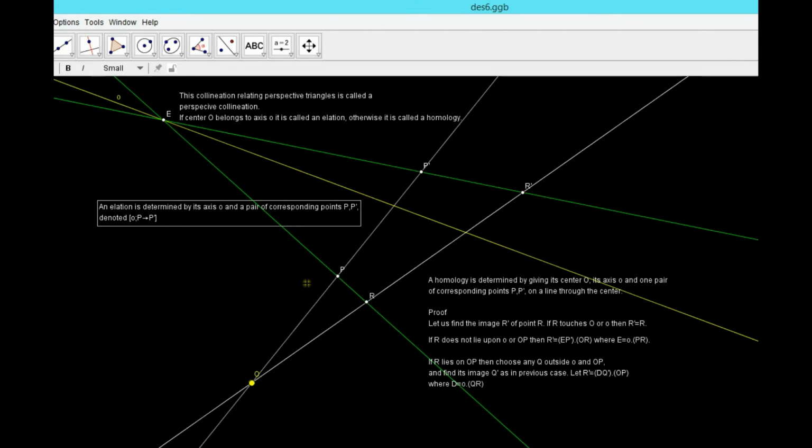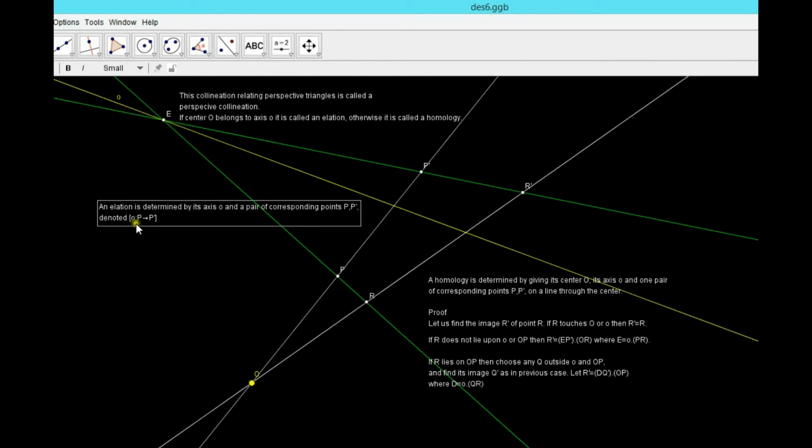In particular, all you need to know is what the axis little o is and a pair of points, say P that corresponds to P', because in this case you can determine the centre of perspectivity O to be the place where this line through P and P' meets the axis little o. And after you've done that, you can basically use the reasoning given in the previous argument about homologies to work out what the image of a generic point R is.